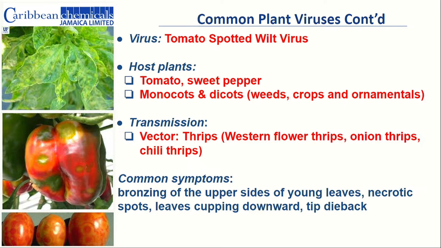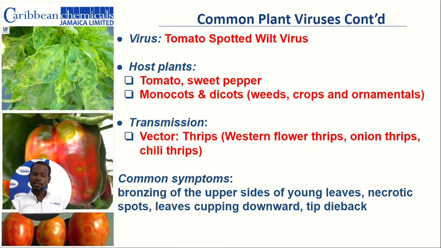Host plants: you mainly find it in tomatoes, sweet peppers, your monocots, your dicots, we're talking about weeds, crops and ornamentals. This virus, which is spread by thrips, which we're going to get into, is basically a virus that they say has one of the widest host ranges. You're talking about your monocots, such as your grass family, and your dicots, your broadleaf plants. So you need to look out for this. Any weed within your field could be a host to this virus.